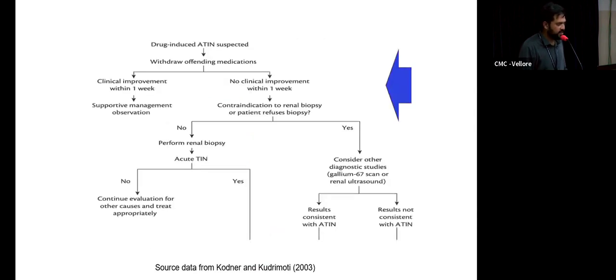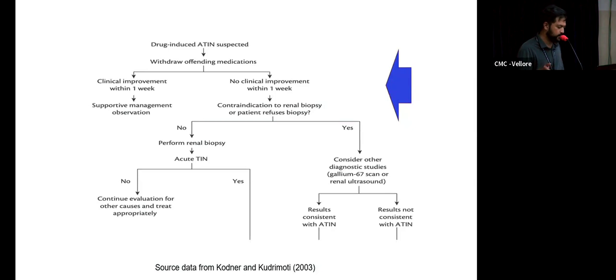So when we get a case of drug-induced AIN, when you have ruled out the other causes, pre-renal causes and other possible obstructive causes of AKI, then you find the offending agent and stop the drug, and you wait for renal improvement. You see a visible improvement in a week, and then you stabilize the patient and give supportive treatment.